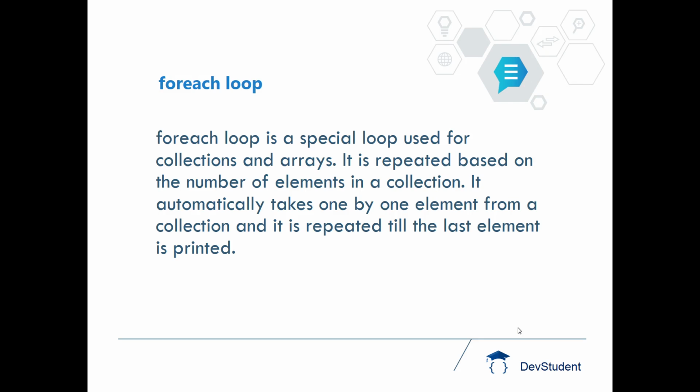Foreach loop is a special loop used for collections and arrays. It is repeated based on the number of elements in a collection. It automatically takes one by one element from a collection and it is repeated till the last element is printed. That means if you have an array of 5 elements, you can use Foreach loop. It is repeated 5 times, taking one by one element from the array and printing it on the output screen.